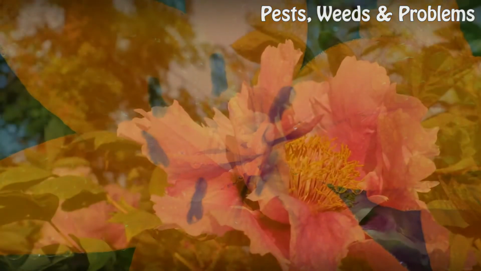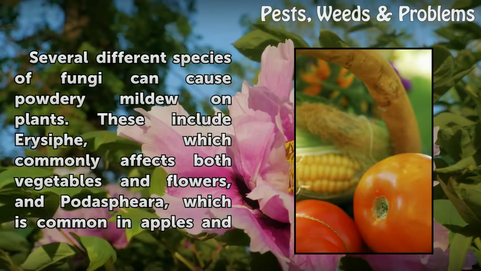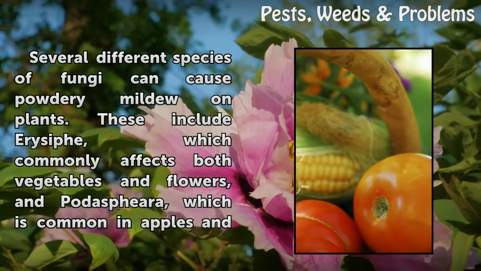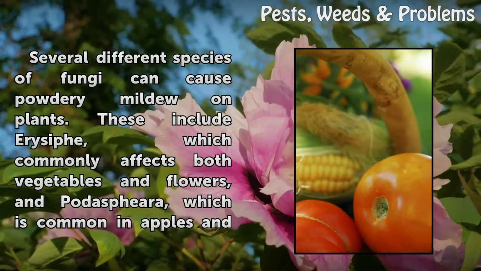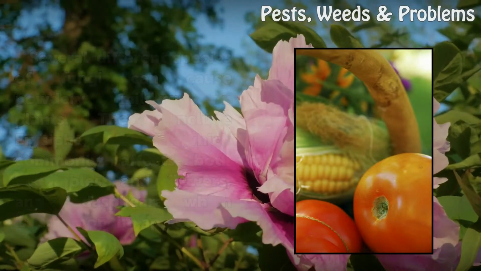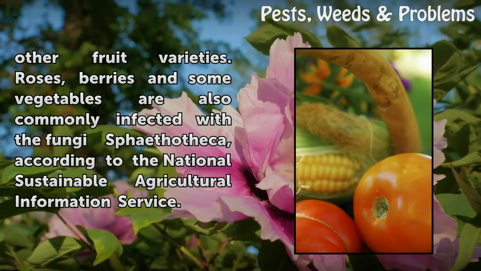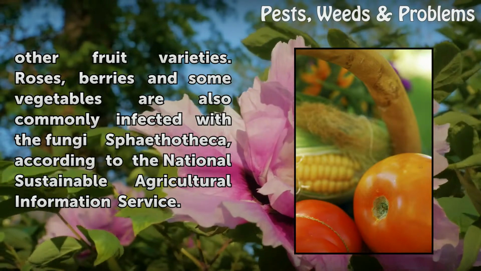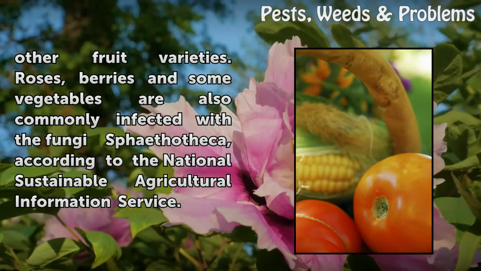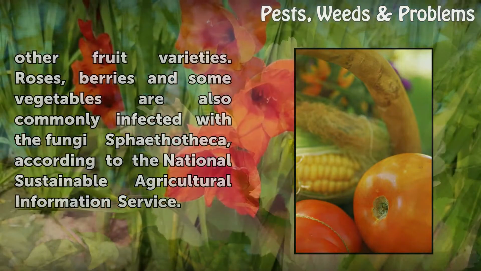Types. Several different species of fungi can cause powdery mildew on plants. These include Erythrophyllae, which commonly affects both vegetables and flowers, and Podosphaera, which is common in apples and other fruit varieties. Roses, berries and some vegetables are also commonly infected with the fungi Sphathophyca, according to the National Sustainable Agricultural Information Service.